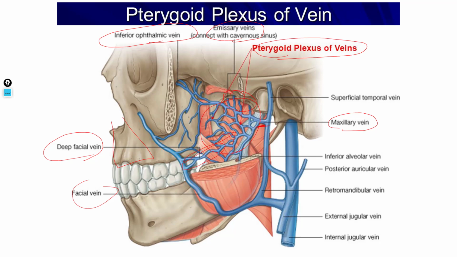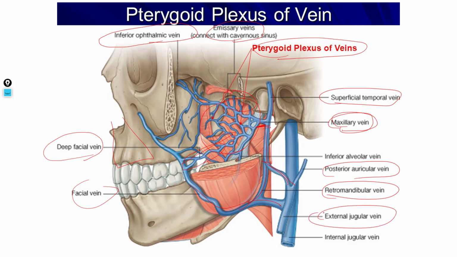Okay, so this pterygoid plexus will give rise to a single vein. That vein is the maxillary vein. The maxillary vein joins with the superficial temporal vein and forms the retromandibular vein. The retromandibular vein divides into an anterior division and a posterior division. The anterior division joins with the facial vein and forms the common facial vein that drains into the internal jugular vein. The posterior division joins with the posterior auricular vein and forms the external jugular vein. That we have already discussed in the face. Okay, so with this we are finishing the vessels of the infratemporal fossa.